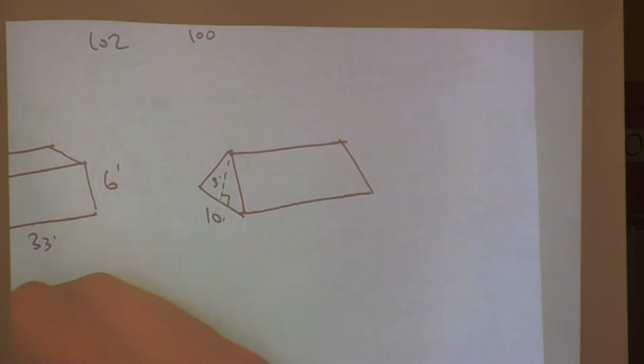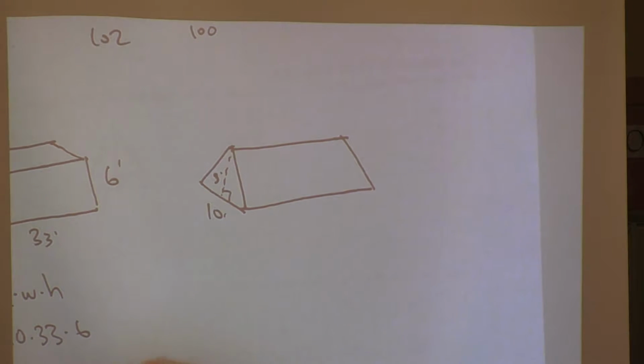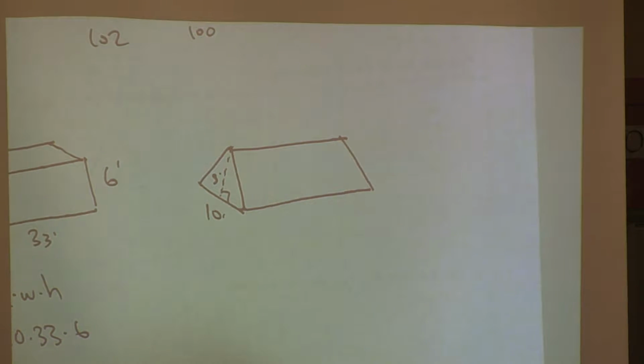So if I'm trying to find the volume of the rectangular shape, length times width times height, it's going to be 10 times 33 times 6. So that your volume is 1,980 cubic feet.